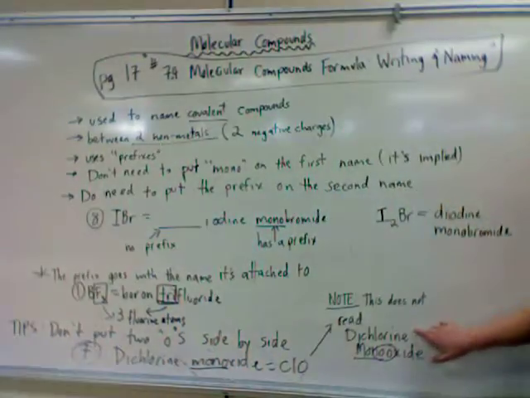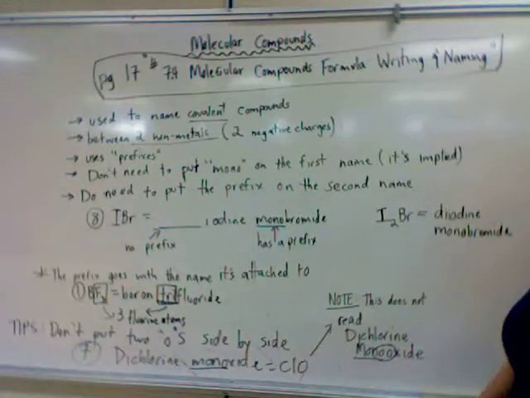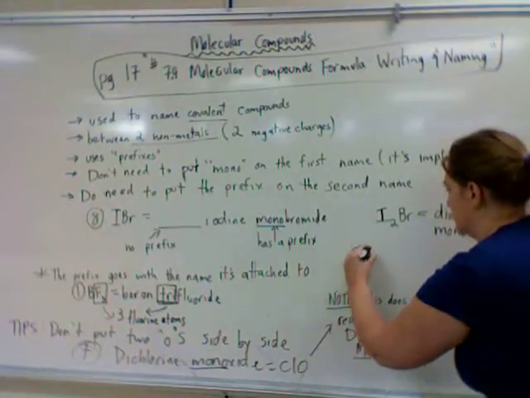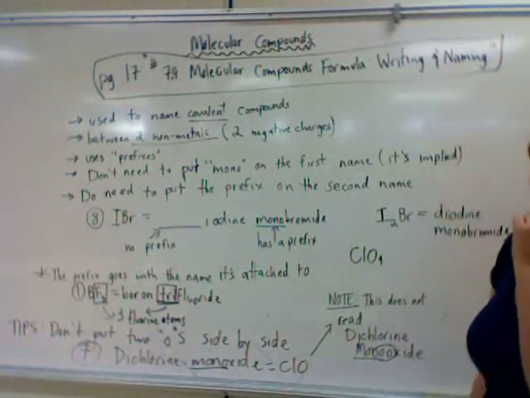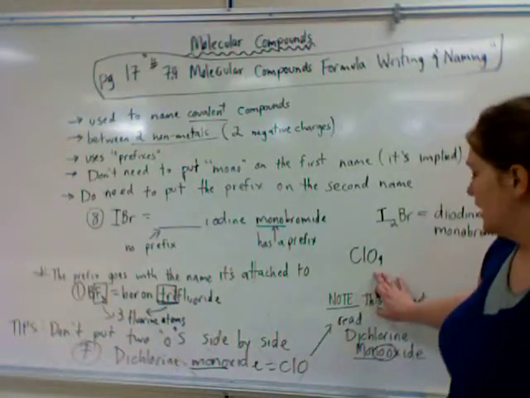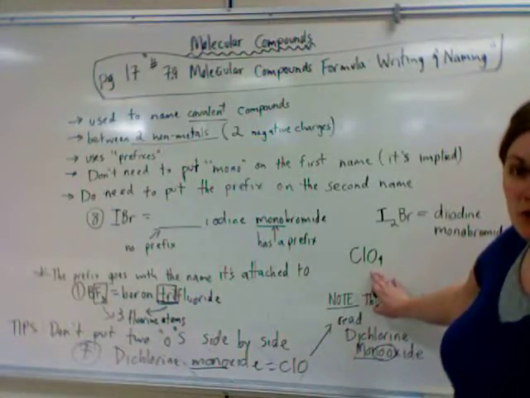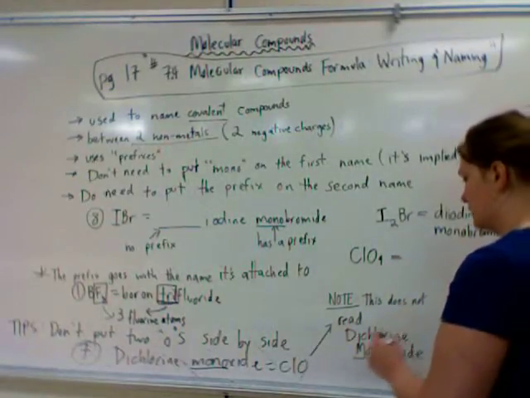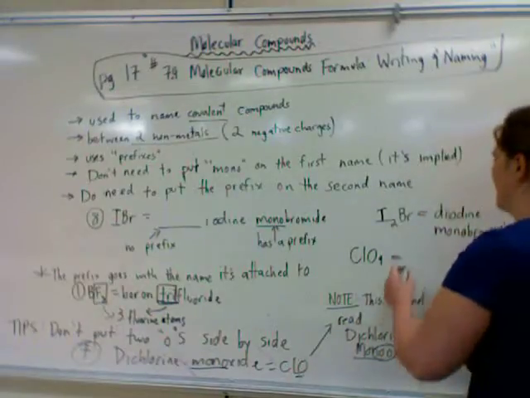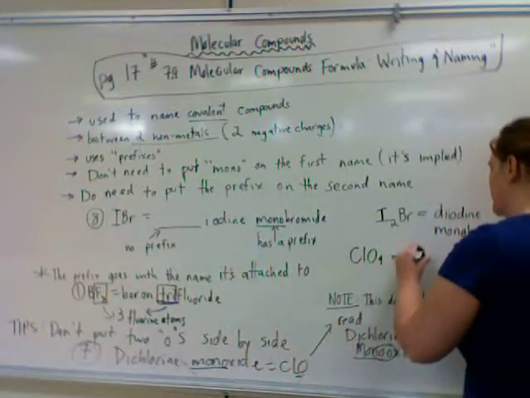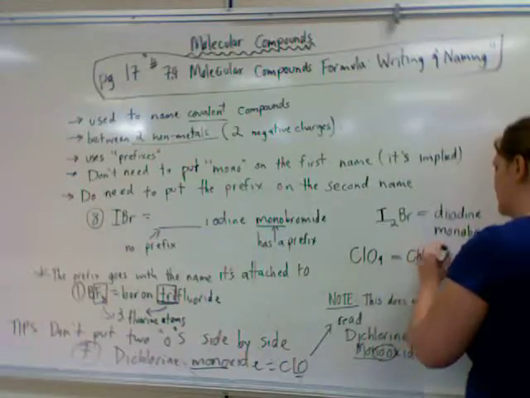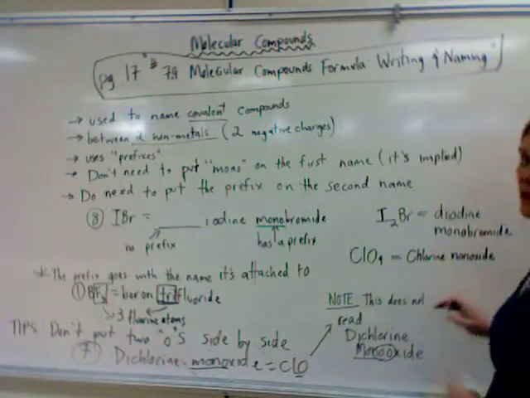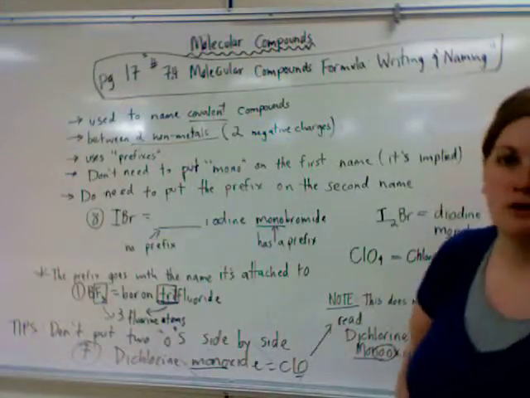We don't put dichlorine monooxide. The same thing would be if this were ClO9, and we had an A ending, because number 9 is nona. If you look on your prefixes, we would put chlorine nonoxide, not nona oxide. Okay? So I hope you guys find that helpful.